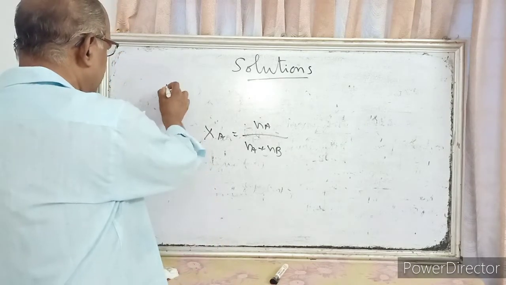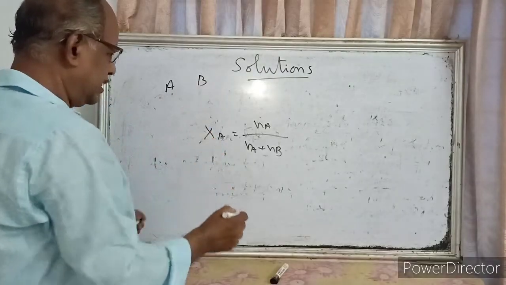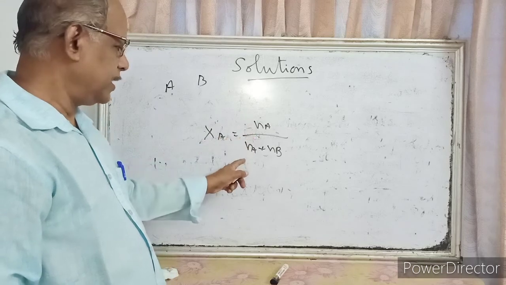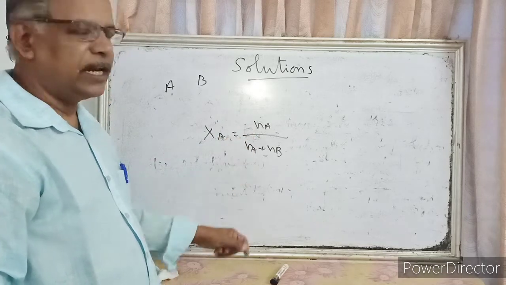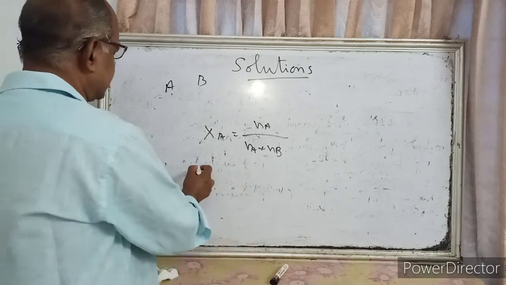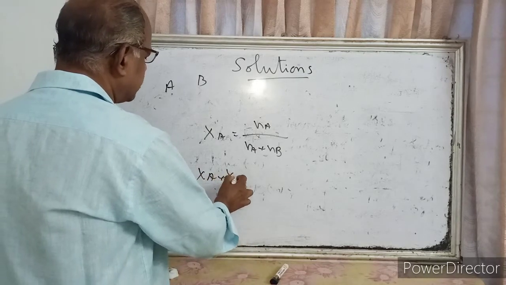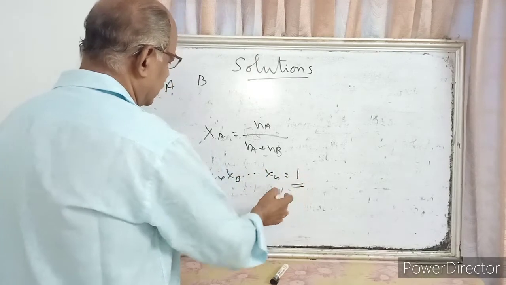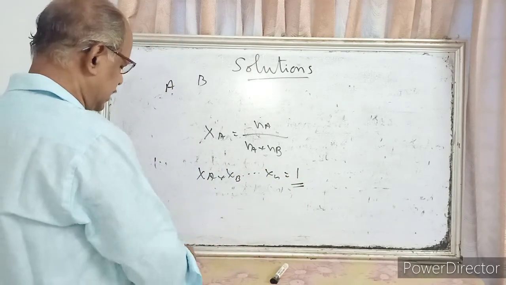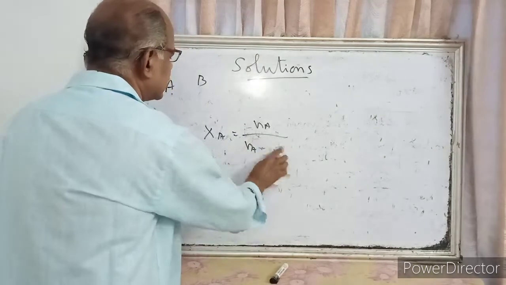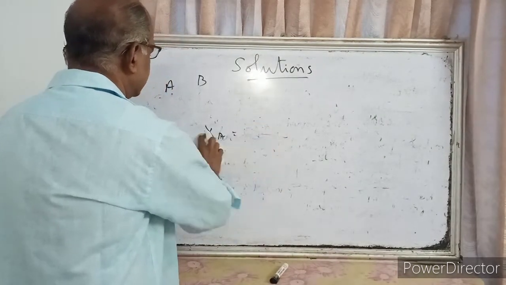If A is one component and B is the another component, mole fraction of A is equal to number of moles of A divided by number of moles of A plus number of moles of B. And the sum of mole fractions Xa plus Xb to Xn will be equal to 1. That is the mole fraction of the solution. So these are the methods for expressing the concentration of the solutions.